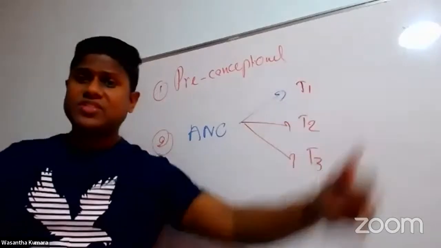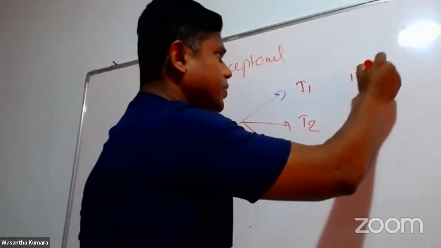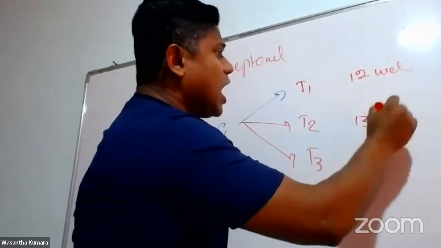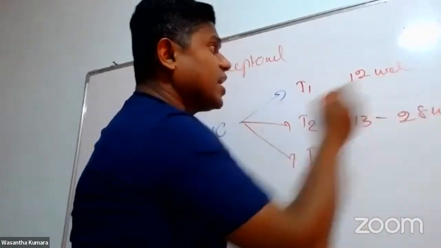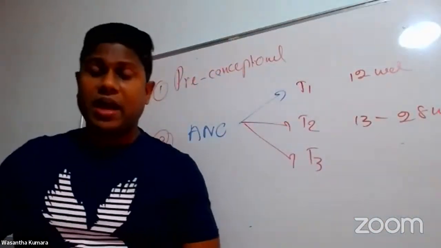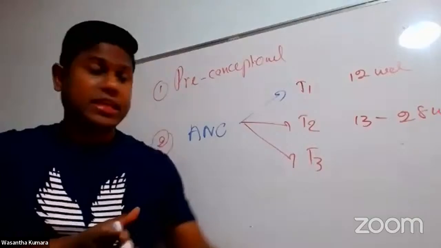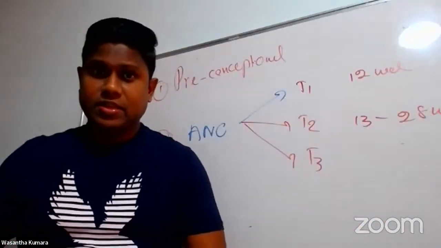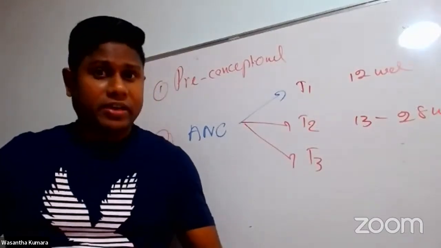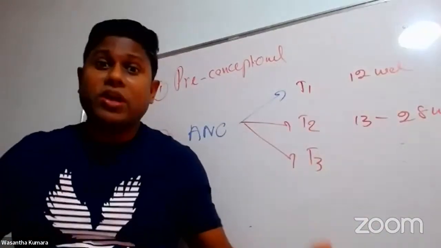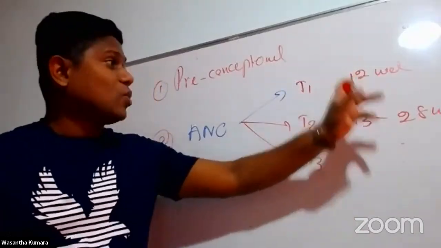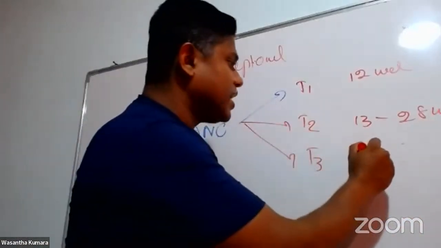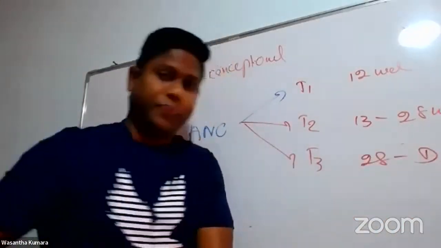In Sri Lanka, the first trimester goes up to 12 weeks. The second trimester goes from 13 weeks up to 28 weeks in the Sri Lankan setup. But in developed countries like the UK and North America, their second trimester may be up to about 20 weeks, 24 weeks. But we don't have those facilities, so our second trimester goes up to 28 weeks. The third trimester starts after 28 weeks until delivery.